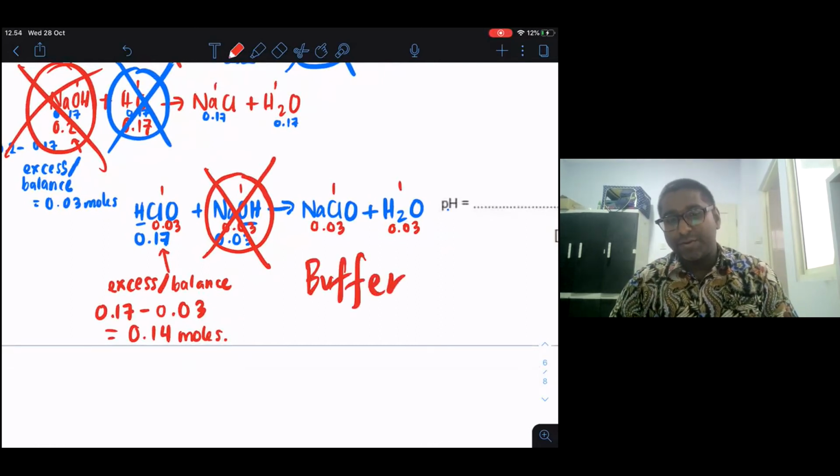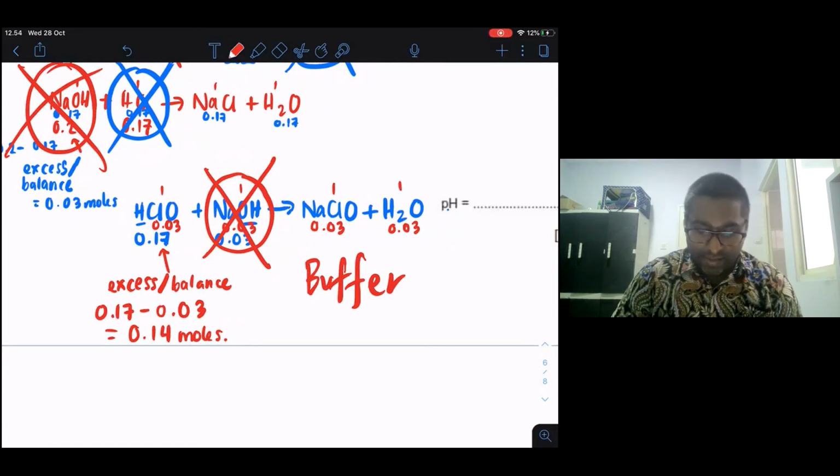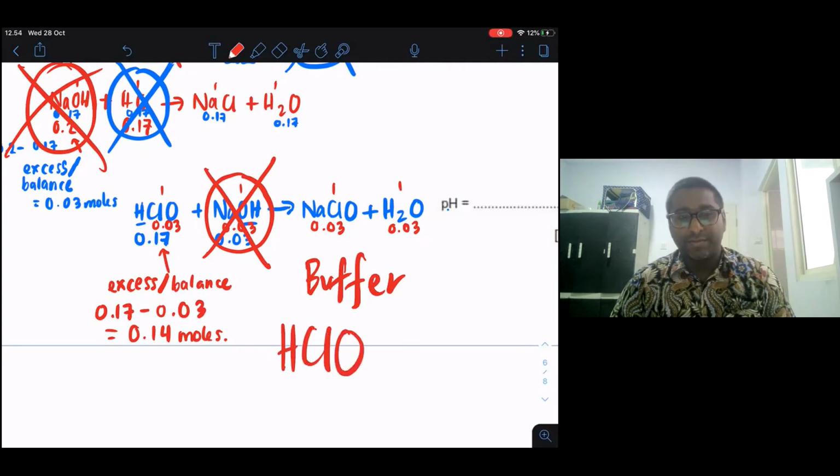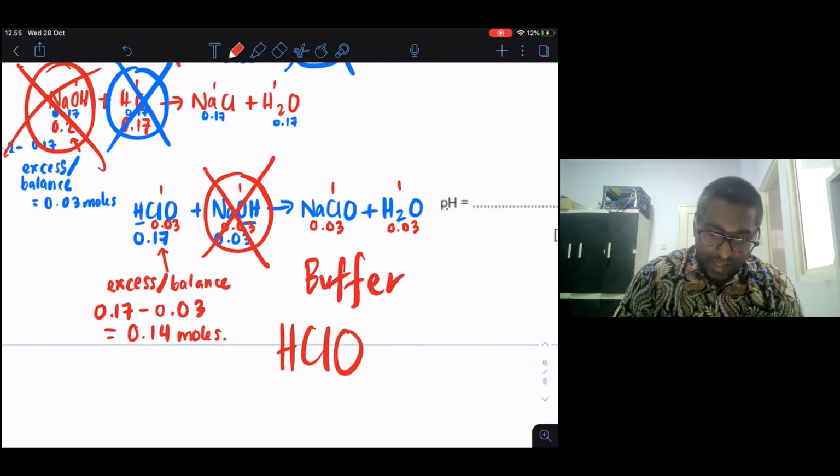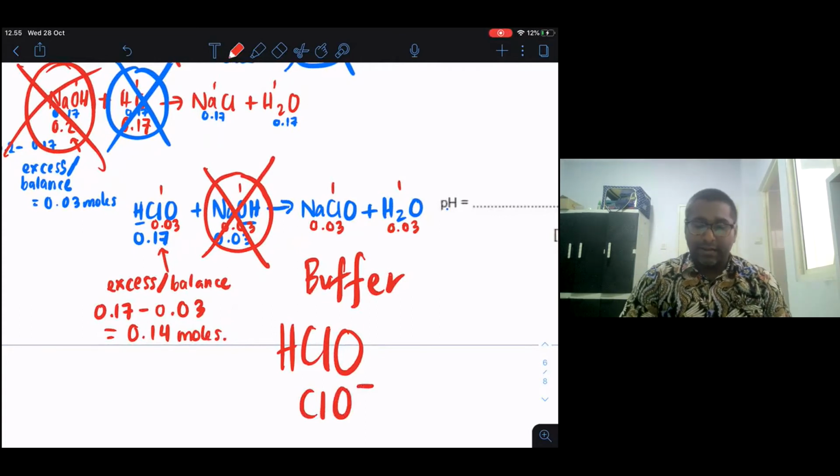In order to have a buffer, you need a weak acid. They already mentioned just now it is a weak acid buffer. So the weak acid that I can see from here is going to be HClO. This is going to be the weak acid. And the weak acid should also have the salt of the weak acid, which gives the conjugate base. The conjugate base is going to be responsible for the buffer. You can see the conjugate base will be ClO minus, which is coming from here.